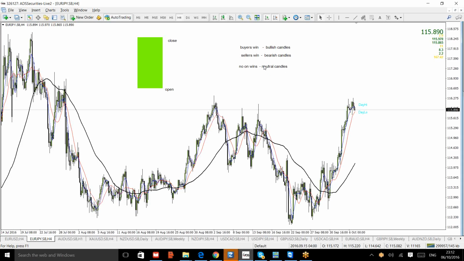So the point is this. The nutshell you have to take out of this is that every candle represents a fight between buyers and sellers, and one eventually wins. Buyers win, sellers win, nobody wins. Understand, guys? Any questions? Say yes.